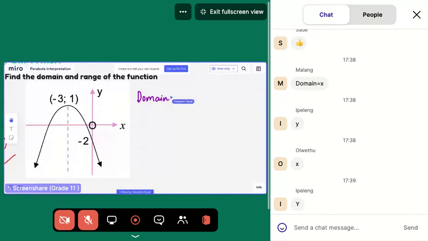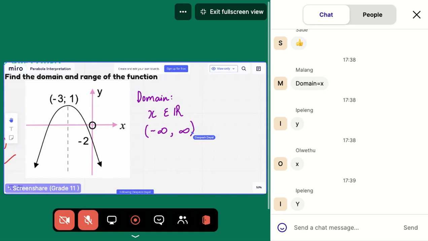will be, there are different ways of writing it. We can either say X is an element of real numbers, or we can write it as minus infinity to positive infinity, like that. So it can be negative infinitely or positive infinitely, right?